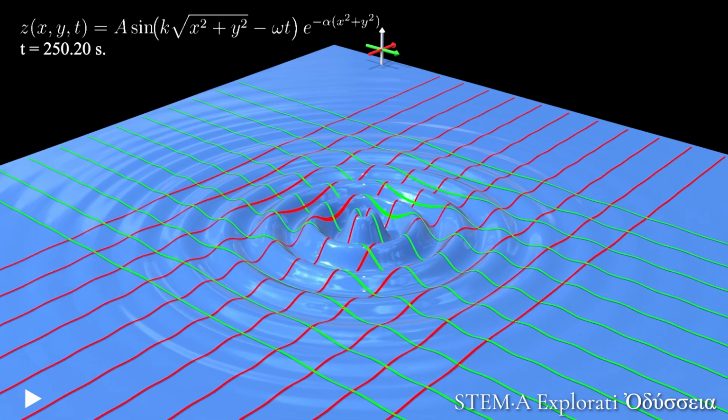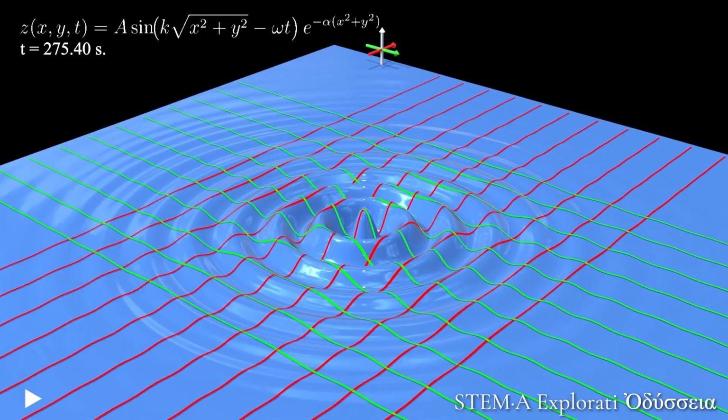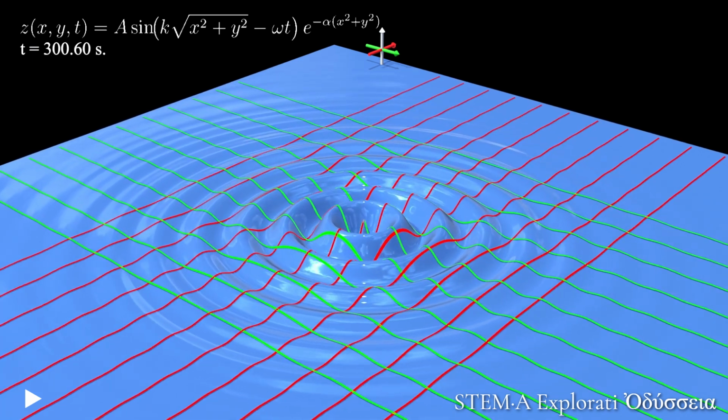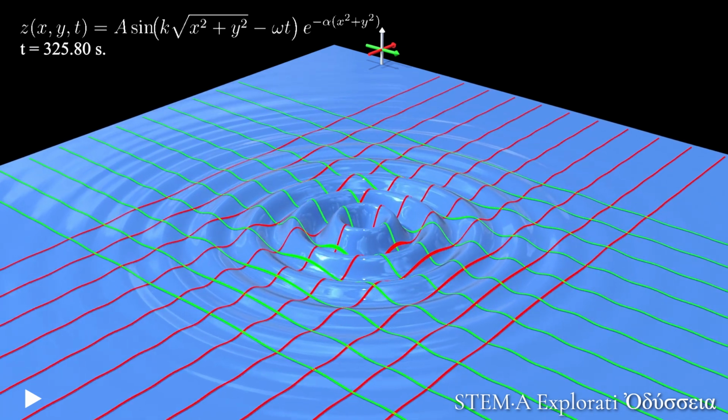In this video, we'll break down the ripple equation step by step, starting from the equation itself and uncovering the hidden details that make waves so beautiful. So grab a pen and paper, and let's dive into the mathematics of ripples and waves.